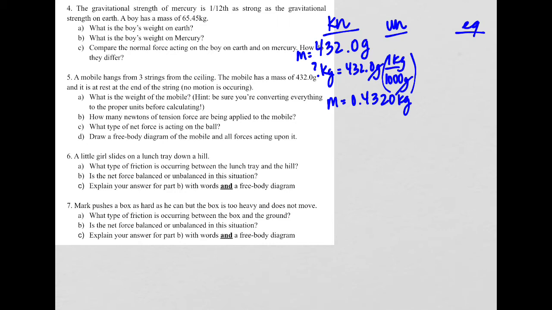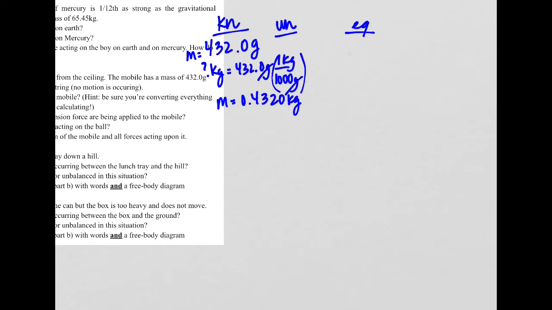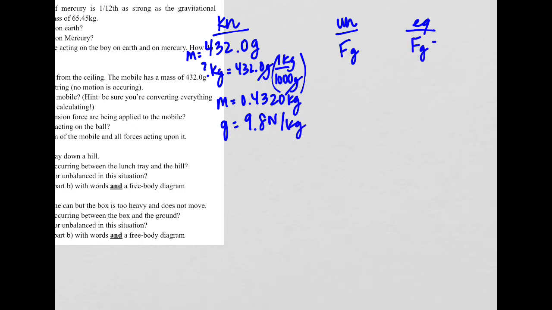All of this stuff about the three strings, we're not going to need any of that information until we get to the free body diagram and the questions about tension. The fact that the mobile is hanging from strings doesn't make its weight any different on Earth. So what we're looking for is just its weight. We are on Earth because I don't indicate otherwise, so it's 9.8 newtons per kilogram. Our equation is Fg equals mg. We don't even have to rearrange, we just have to solve.